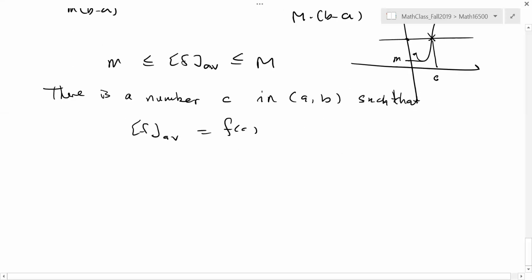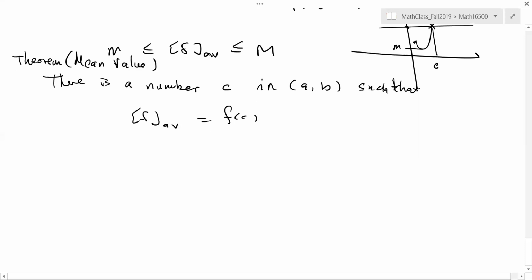This is called the, what is it called? Yeah, this is called the mean value theorem. The mean value theorem says there is a number in the interval such that the average value is the value of the function. So let's look at an example to check whether this is true or not.